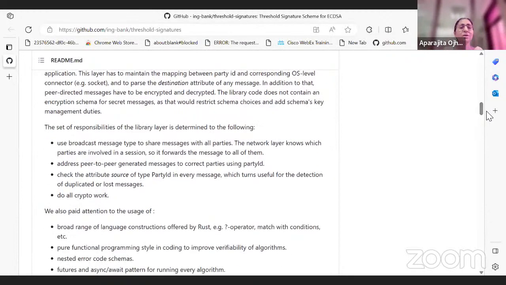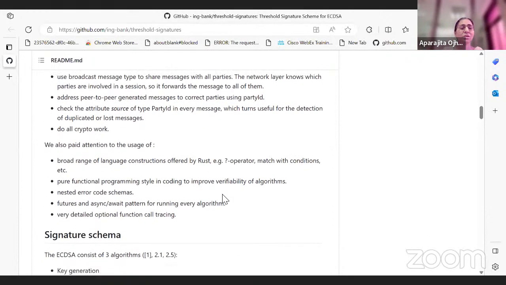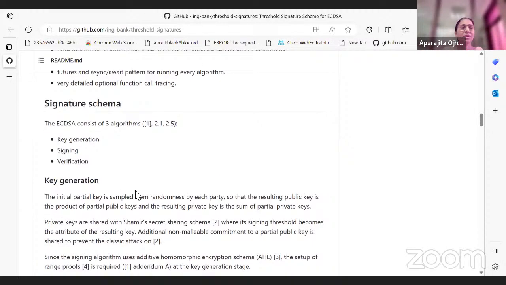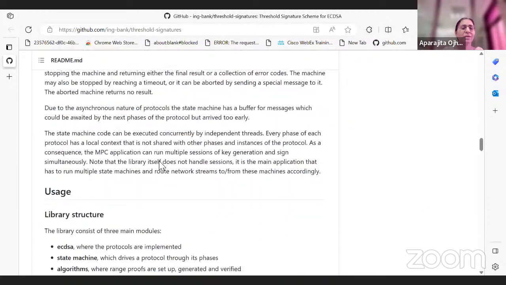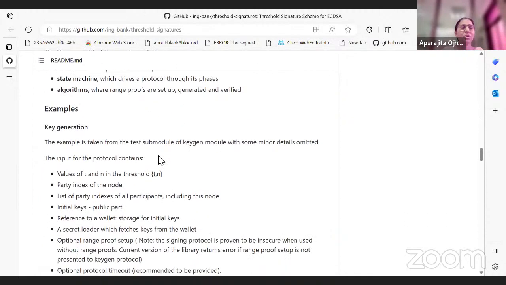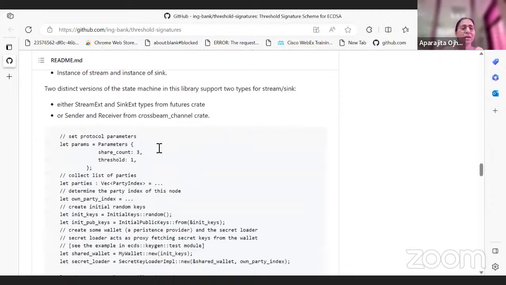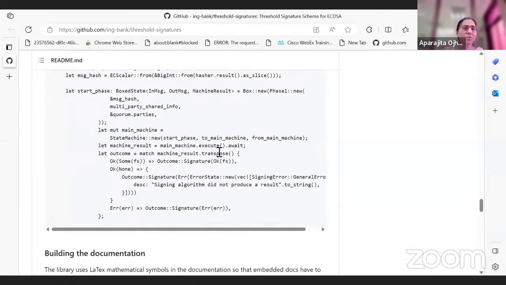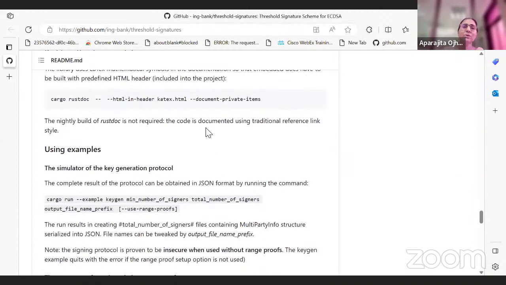The set of responsibilities of the library layer and all those things, signature scheme, key generation, signing and verification. So the ECDSA algorithm consists of three algorithms: key generation, signing and verification. And then they have also discussed the execution model in detail here, and they have given the code as well. So this is a good site. I found this site to be very useful. You can also refer to this site if you wish to work further on multi-party computation.